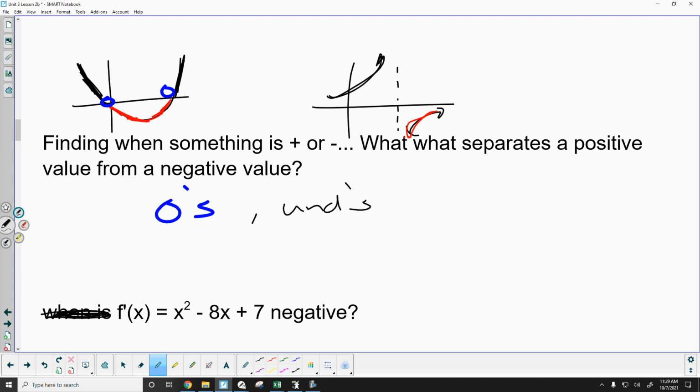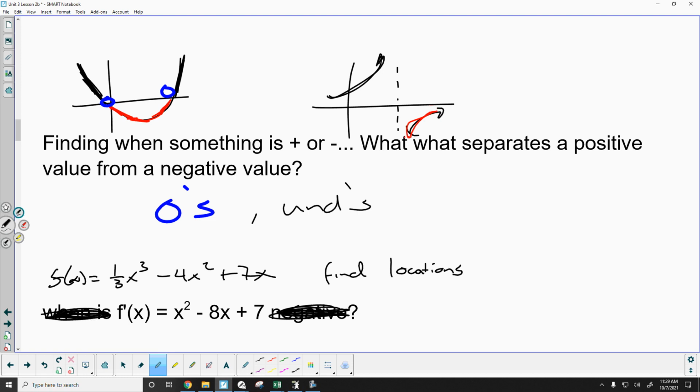Go ahead and flip over. Here's the actual question. The question is, f of x equals 1/3 x cubed minus 4x squared plus 7x. And now I'm not going to ask you to find the critical points. I'm going to say, find the locations, and when I say locations, I only care about x coordinates where f has relative extrema. And we know relative extrema is just another fancy word for max min.